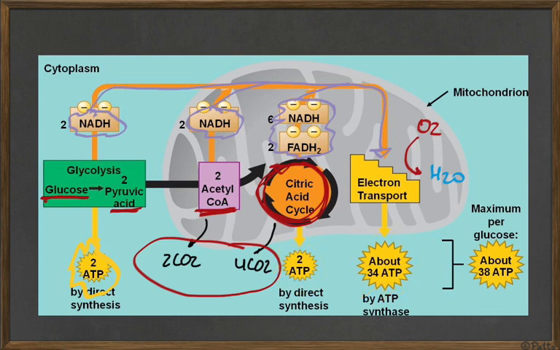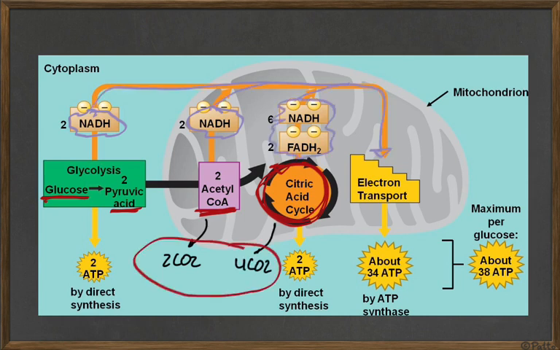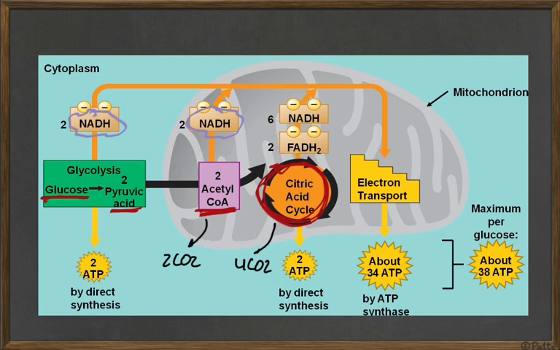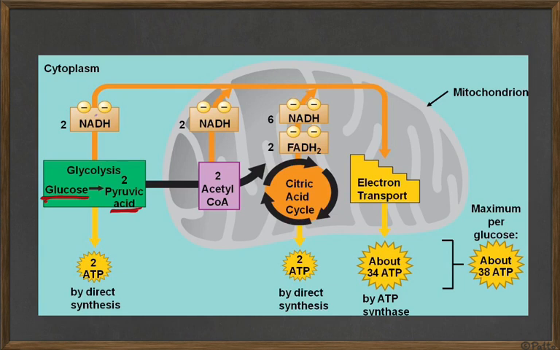But what if we don't have oxygen? If we have no oxygen, what's going to be happening in here? No oxygen, no electron transport chain. So we stop making those 34 ATPs. So without oxygen, this here stops, which means we don't make those over there.